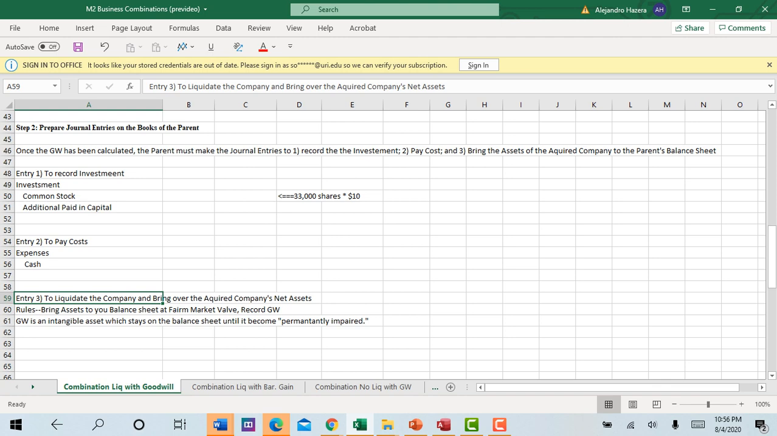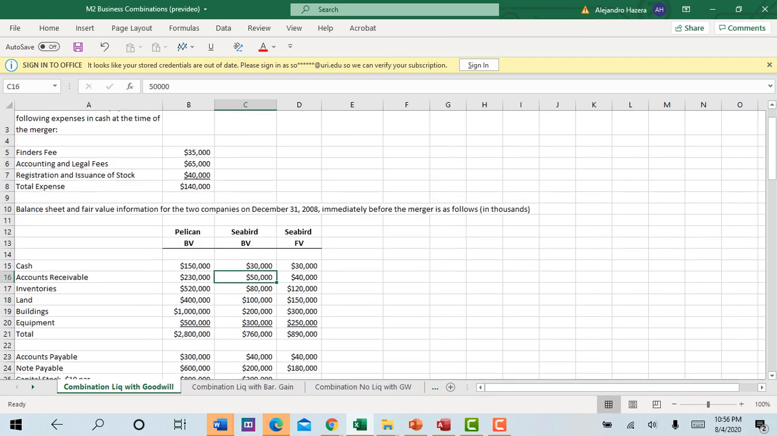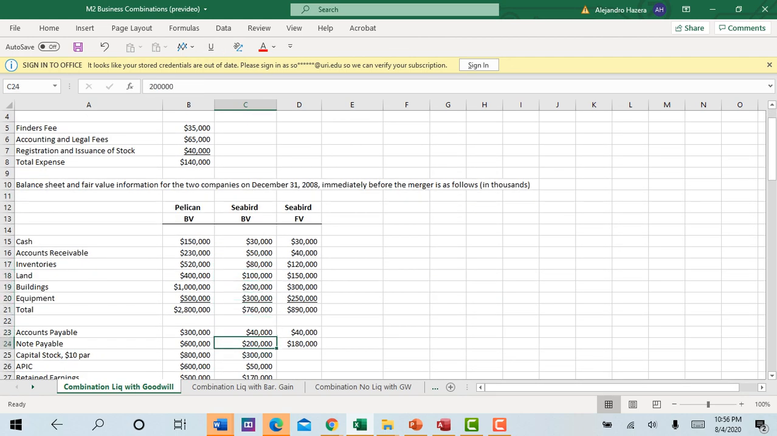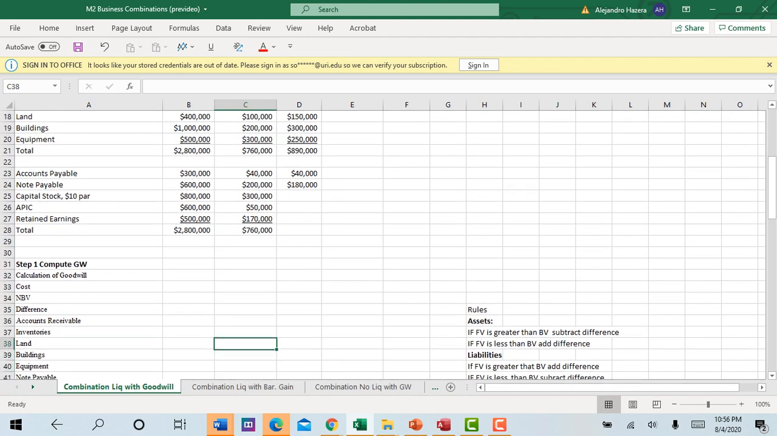Now, this is a choice. You can either liquidate or not liquidate the other company. The assumption in this example is, like I've said, we're going to liquidate. Okay, so let's start with the calculation of the goodwill. This is the way I do it. A lot of people do it differently, but I think this is the best way to do it. We're going to start with the cost of the investment. This is the cost of the investment to the parent. So all these are calculations that are done by the parent so they can record entries on their own books.